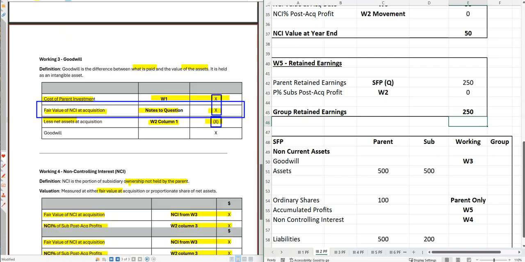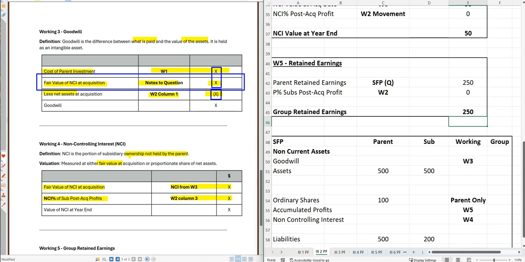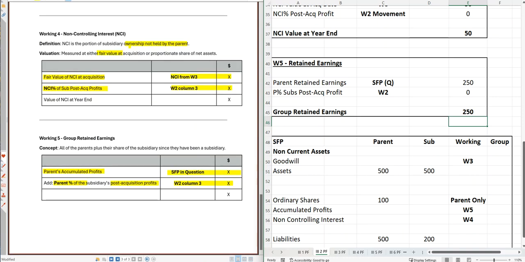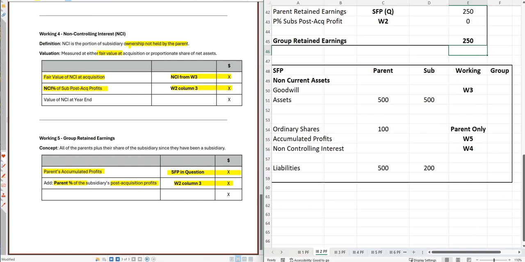So those are the workings that we'll need to do for all of our statement of financial positions in the future. The last bit of this then is to bring it all into the statement of financial position. So the goodwill comes from working 3, the parent's share capital only, and the accumulated profit and non-controlling interest come from the workings 4 and 5. See if you can finish off this statement of financial position by bringing in all the numbers from the workings, adding across the assets and the liabilities, and then adding it up to make sure it works. Okay, pause the video now, do that, and then I'll finalize it with you in a moment.